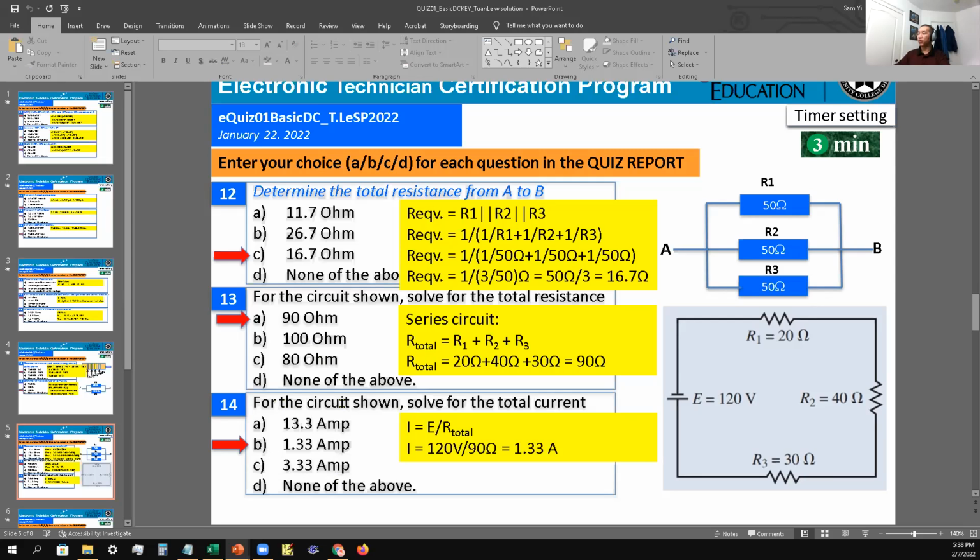Okay, 14, for the circuit shown, solve for the total current. Total current I equals E divided by R total. So E is 120 volts divided by the 90 ohms that we calculated in 13, and that yields 1.33 amps. So the answer is B as in Bob for number 14. Okay, any question on number 12, 13, or 14?